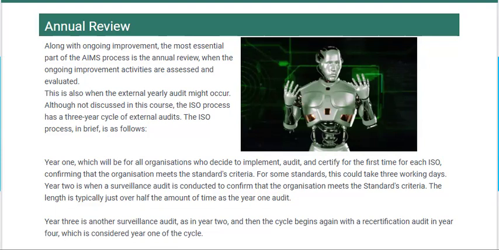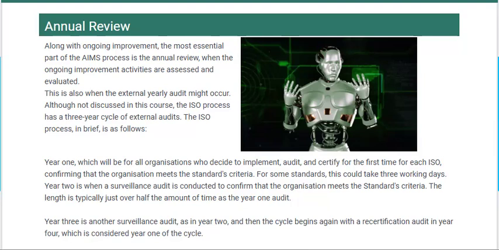Year 1, which will be for all organizations who decide to implement, audit, and certify for the first time for each ISO, confirming that the organization meets the standards criteria. For some standards, this could take 3 working days. Year 2 is when a surveillance audit is conducted to confirm that the organization meets the standards criteria. The length is typically just over half the amount of time as the Year 1 audit. Year 3 is another surveillance audit, as in Year 2, and then the cycle begins again with a recertification audit in Year 4, which is considered Year 1 of the cycle.